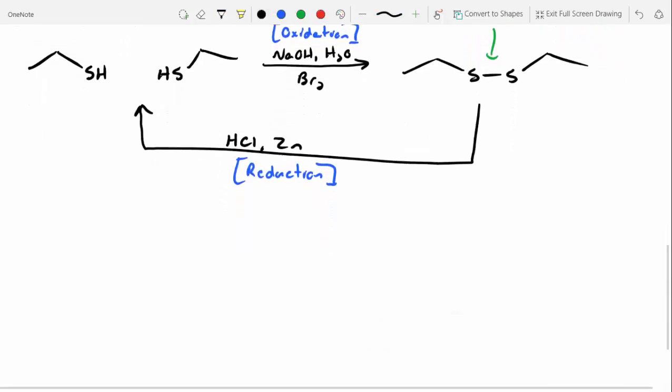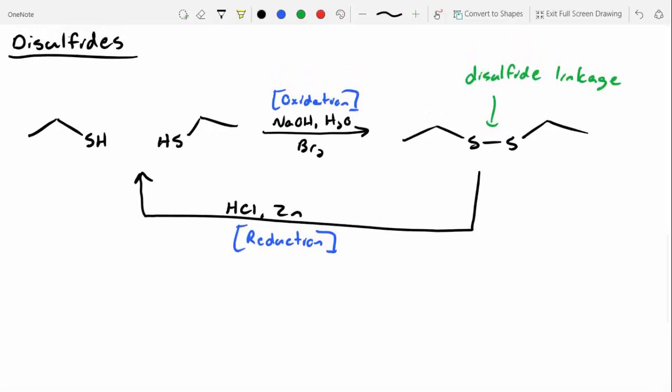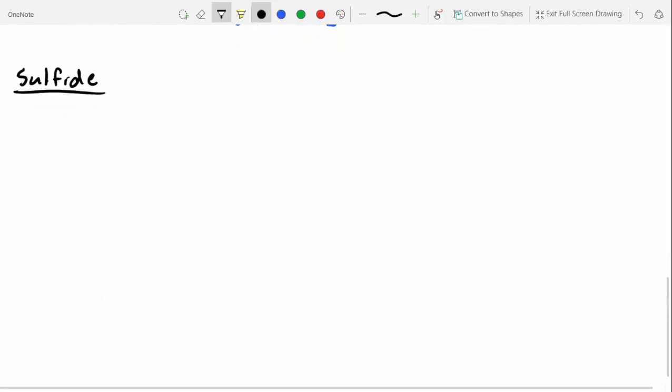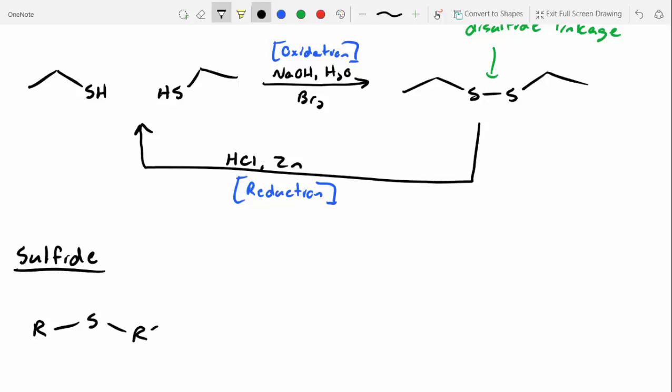The next thing I wanted to show you is a really brief reaction. The next one is a sulfide. So sulfides are analogous to ethers, but with sulfur instead of an oxygen. So let's take a brief look at sulfides. I'm going to choose a generic sulfide, with R and R prime as our two substituents coming off.